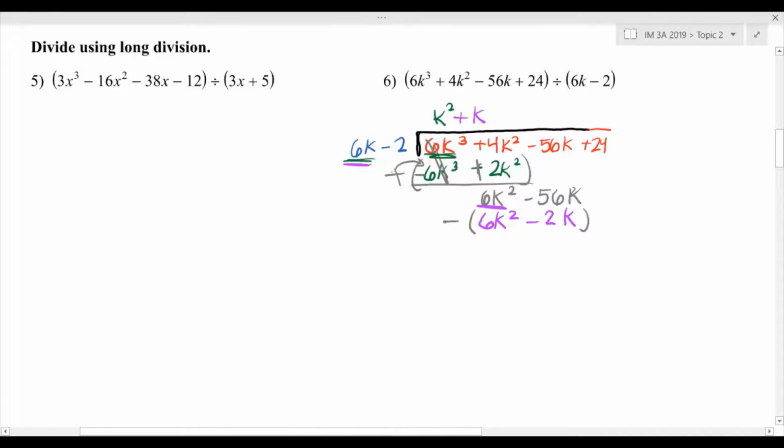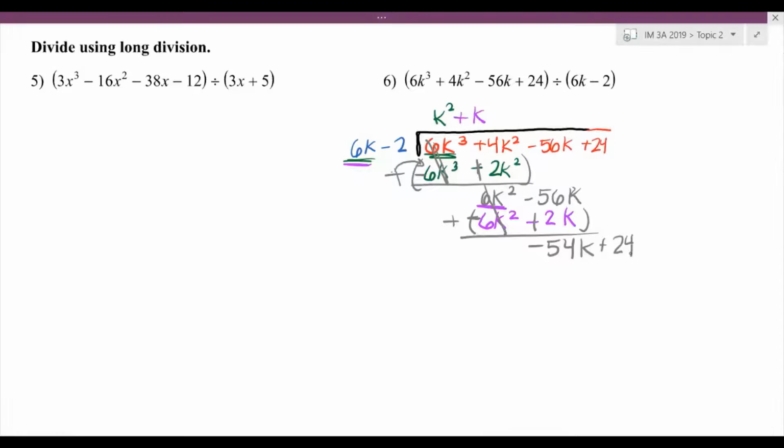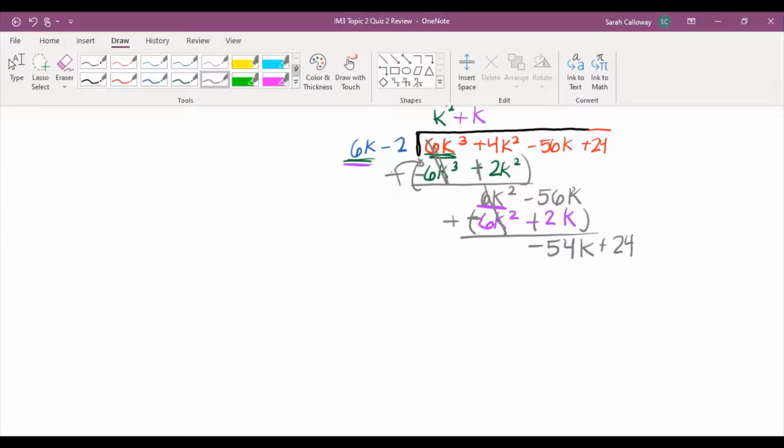And so remember, when we subtract, we're really changing the signs of both of these terms. And so the whole point of that is so that this disappears, right? That cancels to 0. And then we have negative 56k plus 2k is going to give us negative 54k, and then we're going to bring down the plus 24.